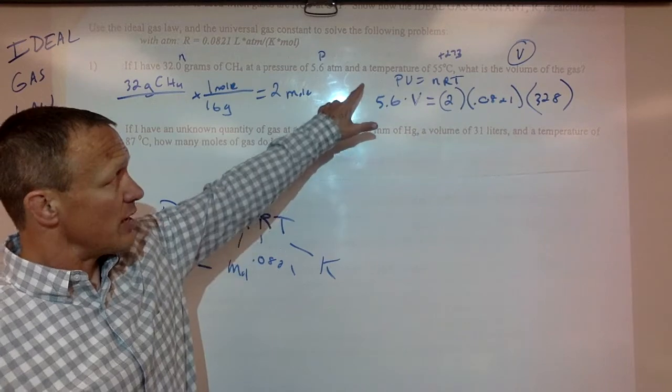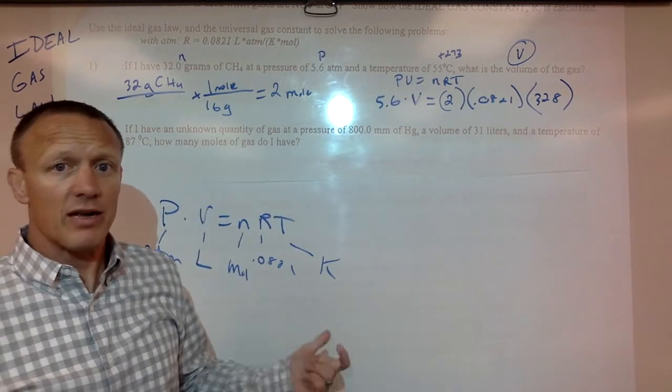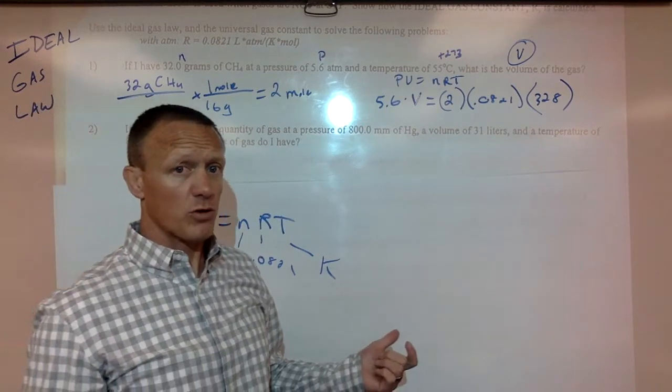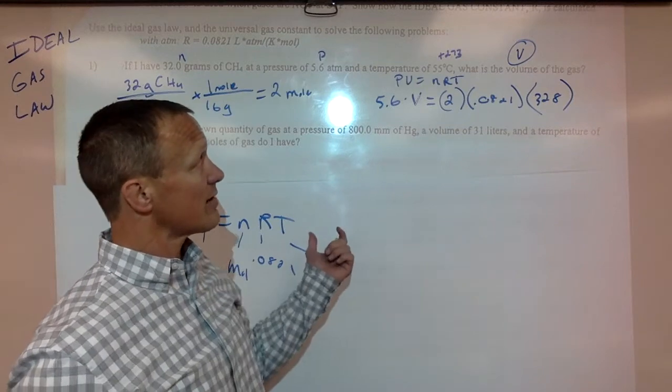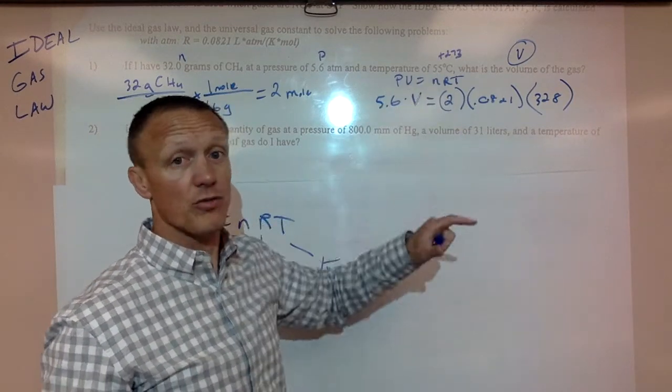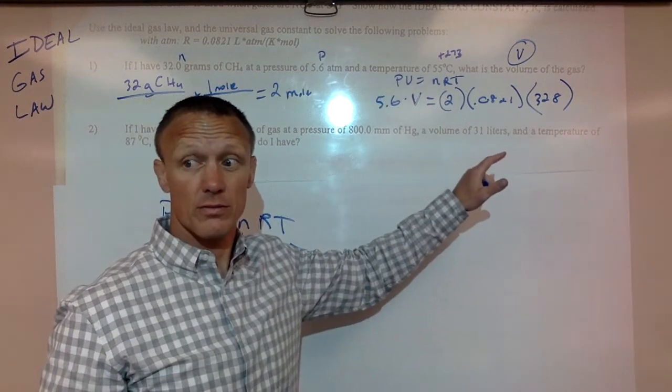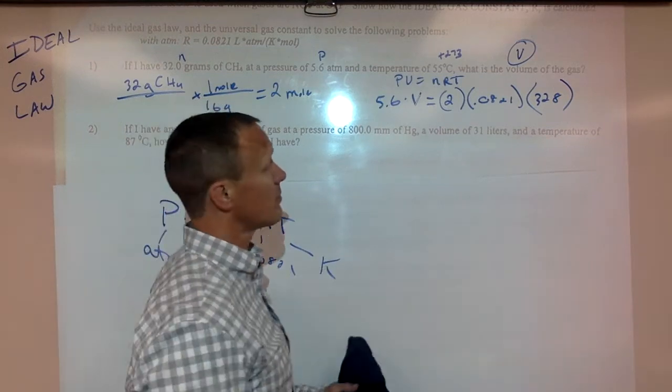So the time you use this is when you're not at STP. Okay, if we're at STP, we know that every mole is 22.4 liters. When we're not at STP, at different temperature and pressure, we've got to use this to figure these things out. Okay, so a little bit different situation.